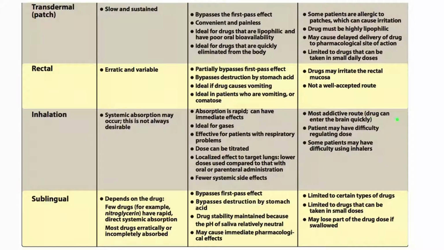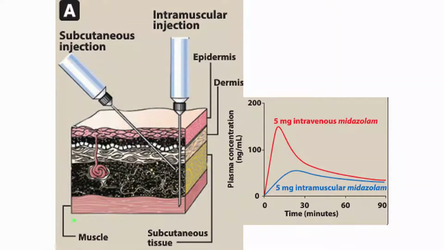Now, the drug enters the brain quickly. This can be negative. A patient cannot regulate the dose, and some patients may have problems with that. Sublingual instead of oral, that's another way of drug administration.